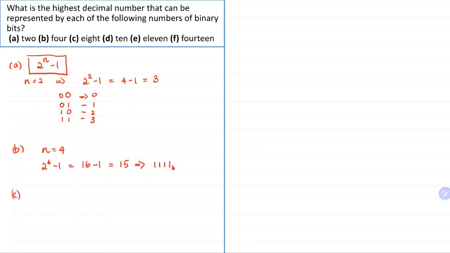C, 8 binary bits, so n is equal to 8. So we have 2 to the 8 minus 1. 2 to the 8 is 256, minus 1. That will be 255.